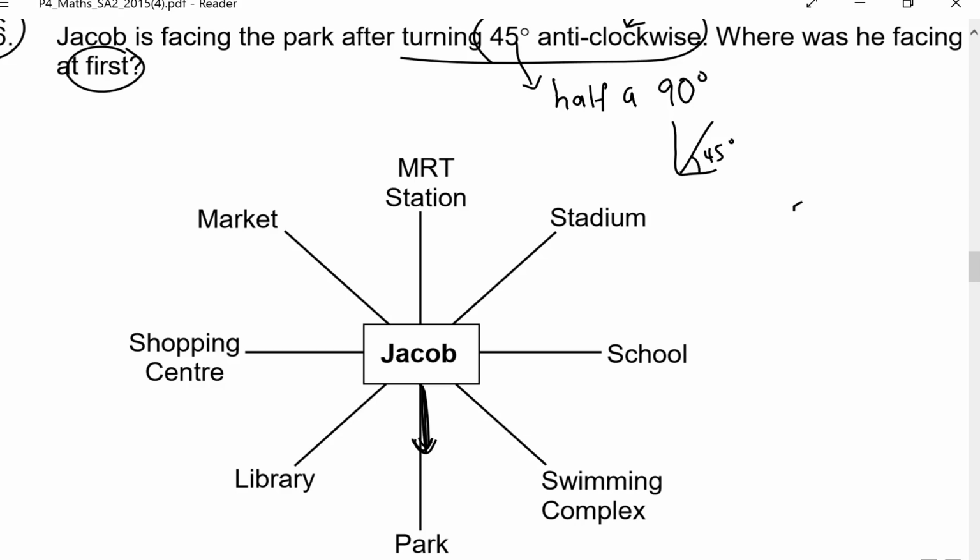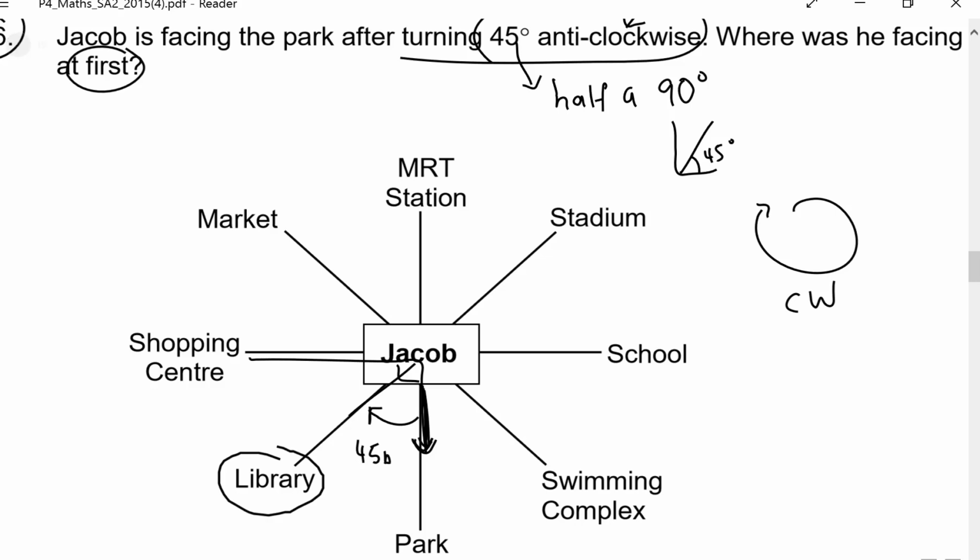To do a clockwise is in this direction. This is called clockwise, following a clock. 45 degrees, and this is a 90 degrees, by the way. This is a 90, yeah? And we just want half of it. So meaning to say, we are moving here, clockwise, 45 degrees, which brings us to the answer, library.